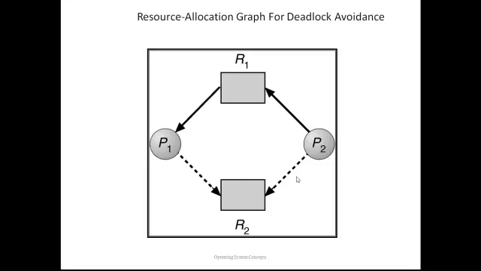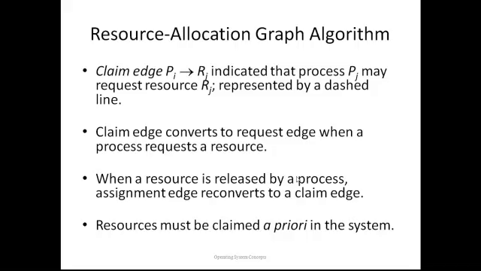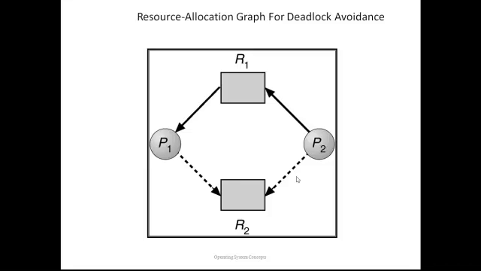Now, this graph represents the resource allocation graph for deadlock avoidance, where we have P1, P2 as processes and R1, R2 as resources.